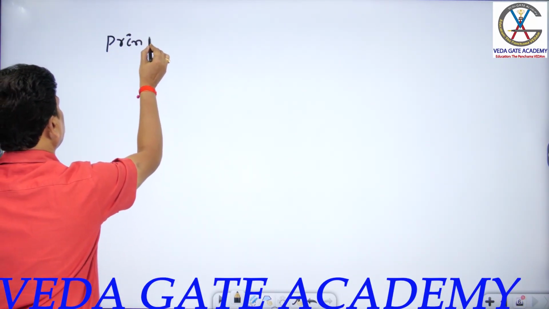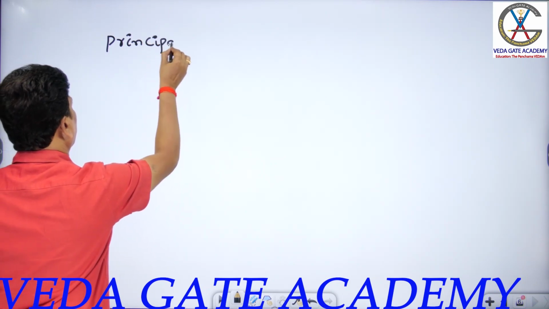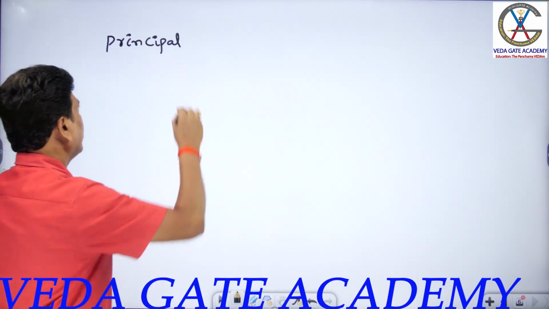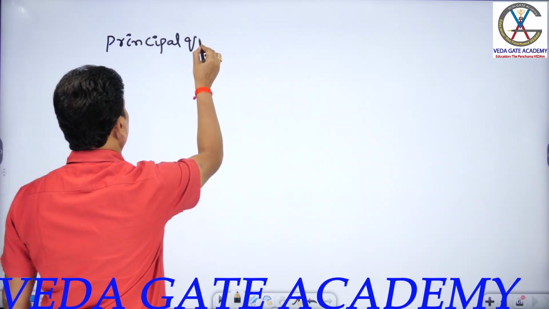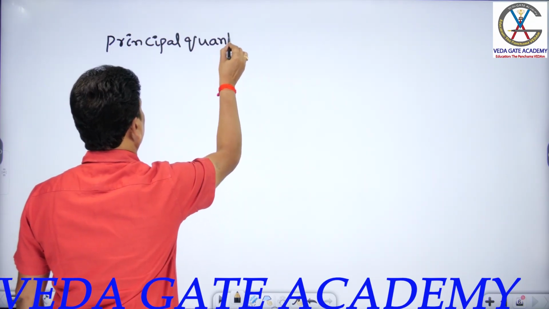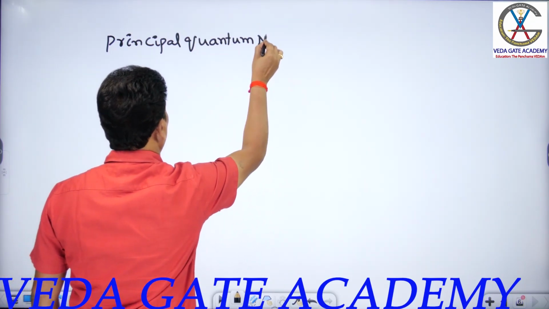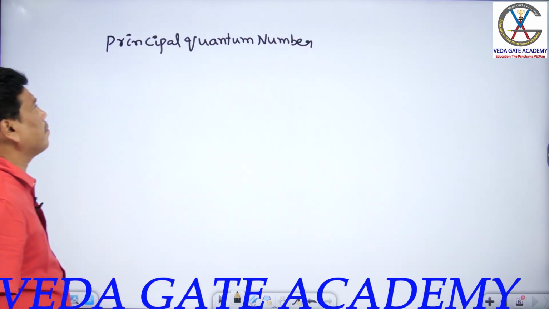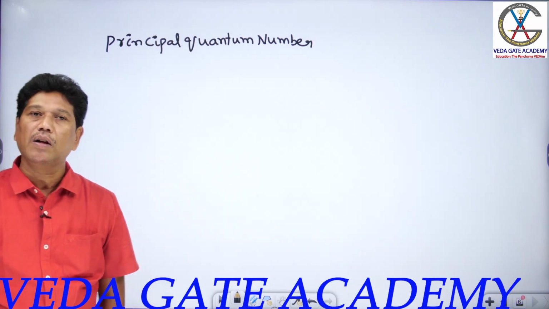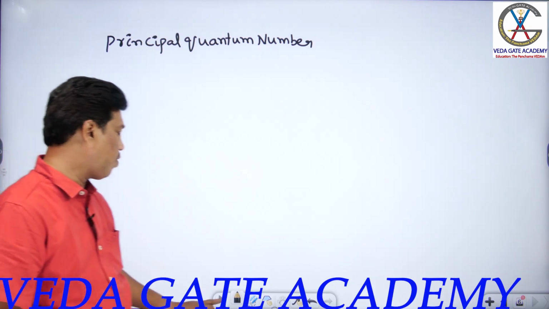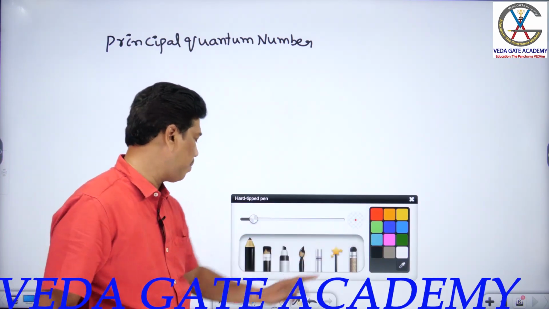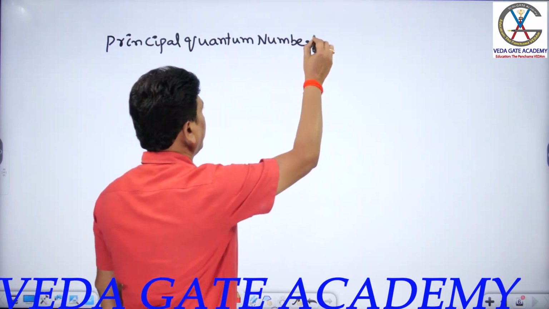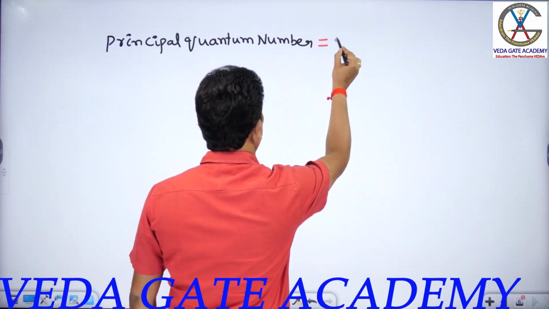So the number of electrons in any cell should be limited. That is known by a term called the principal quantum number. What does this principal quantum number mean? The principal quantum number is expressed by the term 2n square.